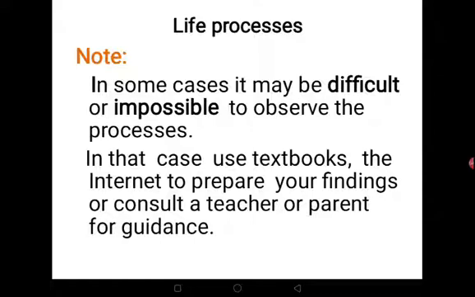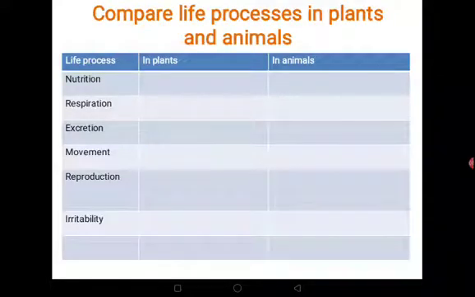The first resource is yourself. With the organisms you have chosen, you make observations, write up what you can manage, and then when you get challenged, you can consult those things I have told you, the textbooks. You can also consult your teachers, you can consult even your parents or your brothers at home. And then after doing that, please fill in the table below with your responses. For example, we are looking at nutrition. In plants, how does it occur? And then what about in animals? How does nutrition occur? What about respiration? How does it occur in plants and then in animals?